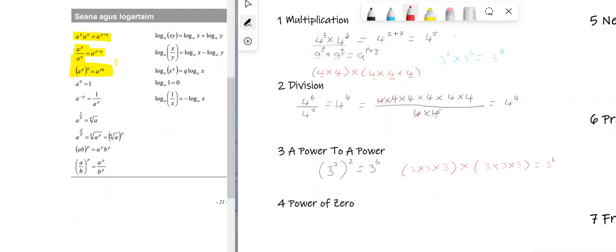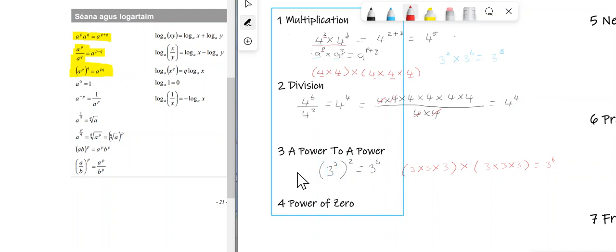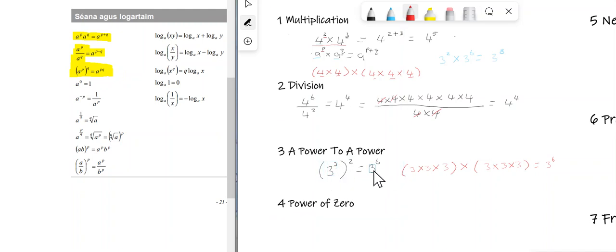So that's the rule. So that's the third rule. When you have a power raised to another power, what you have to do is just multiply the indices, the index on the inside by the index on the outside, just like this example here. So 3 to the power of 3 to the power of 2 is just going to be equal to 3 to the power of 6. So you just multiply these two numbers by each other. So that's the third rule, a power raised to a power.